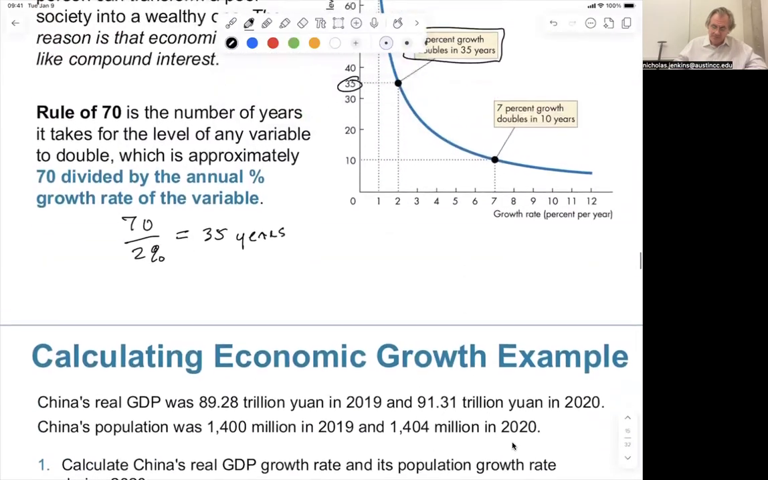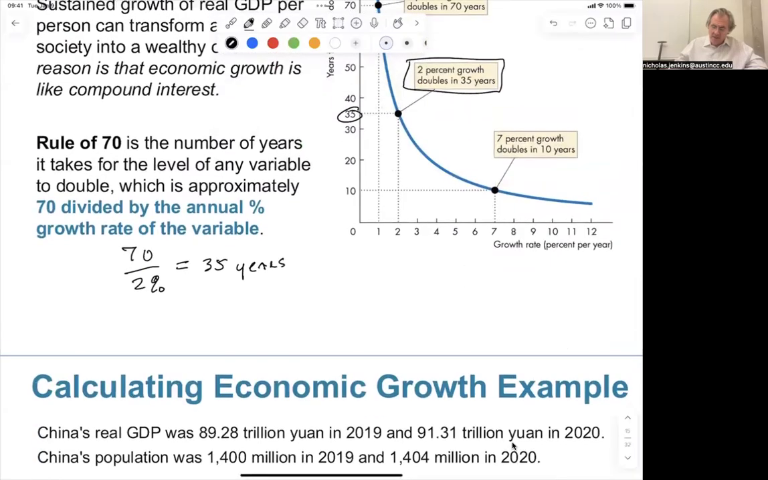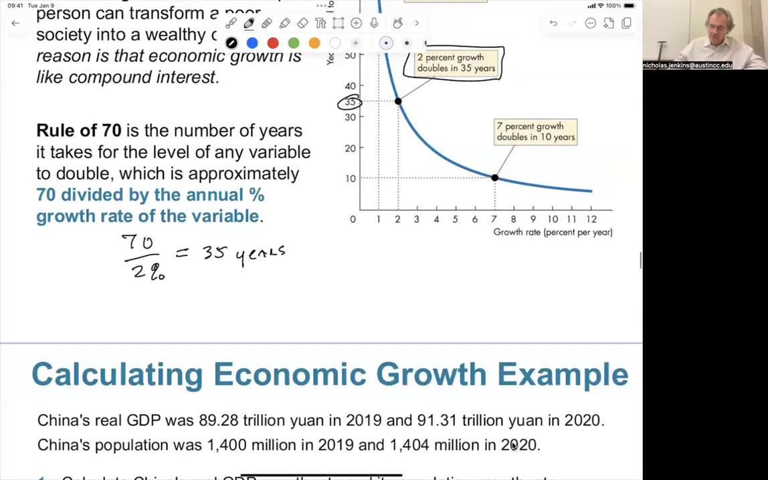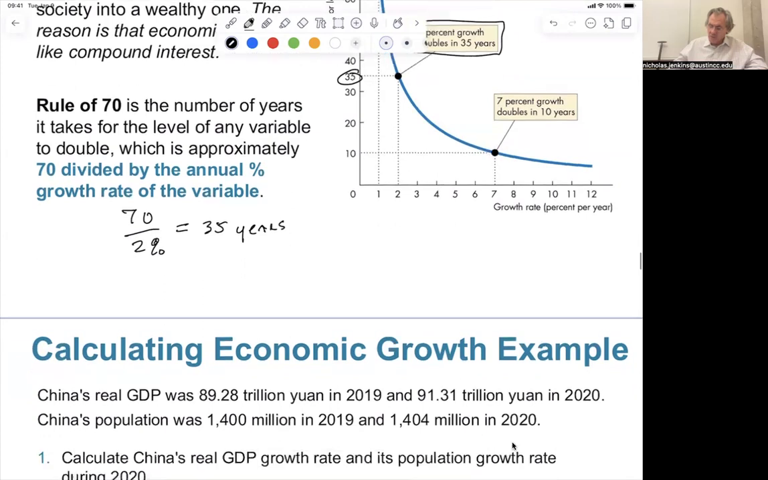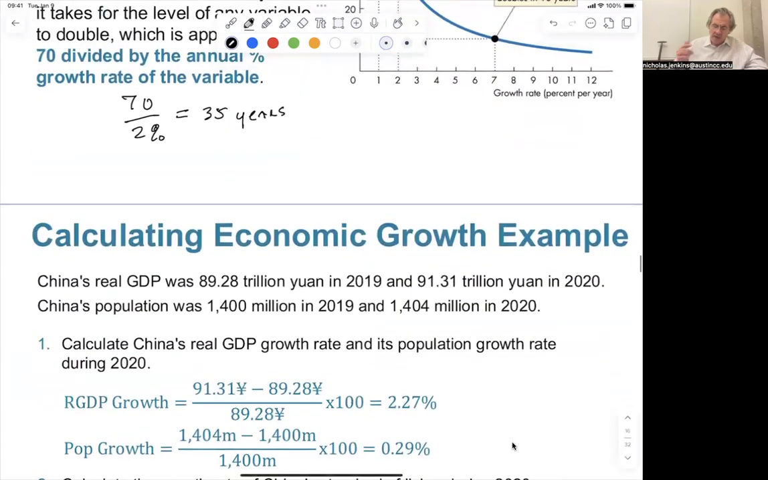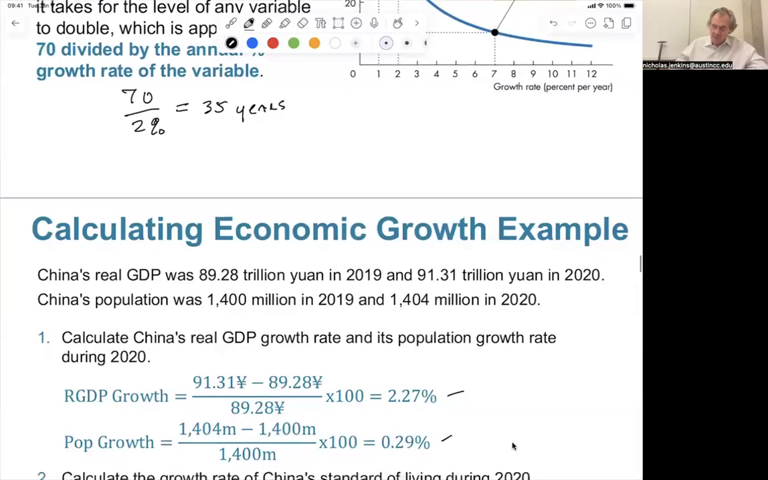Let's do an example. Okay, we're going to say China has a real GDP of 89.28 trillion yuan in 2018 and 91.31 trillion yuan in 2020, 1,400 million population in 2019 and 1,404 in 2020. So the first thing we're going to do is calculate the growth rate of each. And there's the math, you can look at it, but we have a growth rate in terms of real GDP of 2.27% and a growth rate in population of 0.29%.